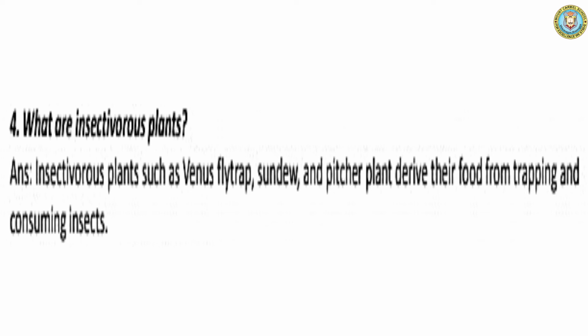Name is Venus flytrap. What are insectivorous plants? The plants which eat animals, insects, small animals, and they live on that animal. Also they can eat flesh. Here, trapping and consuming insects and small animals. For example, pitcher plant, Venus flytrap and sundew. These are the examples for insectivorous plants.